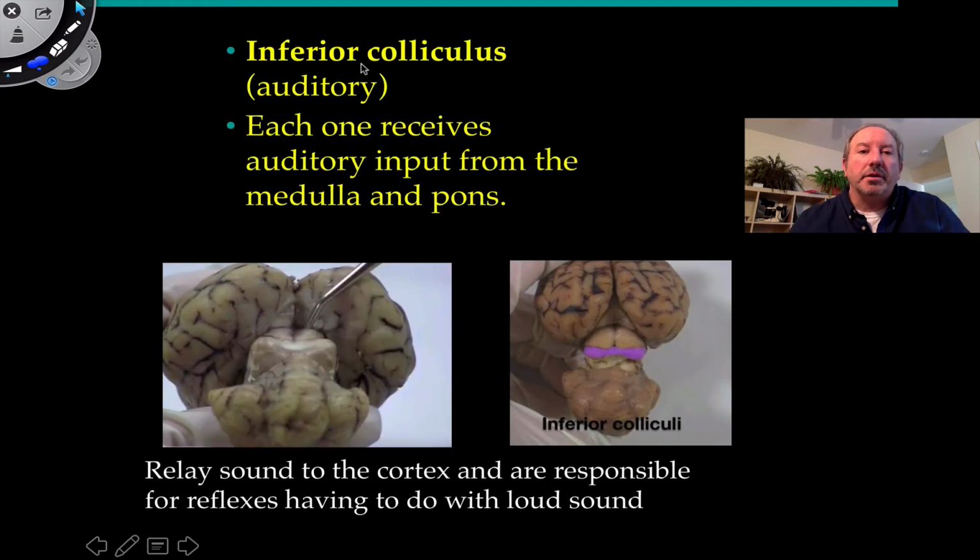And the inferior have to do with hearing or auditory, and each one receives auditory inputs from the medulla and pons, and so they relay those sensory inputs to the cortex, and so that's in this cerebrum, and they're responsible for reflexes having to do with loud sounds, and so sort of being startled by a loud sound. I find that to be kind of interesting. So these are the inferior colliculi right in here, having to do with hearing, inferior.